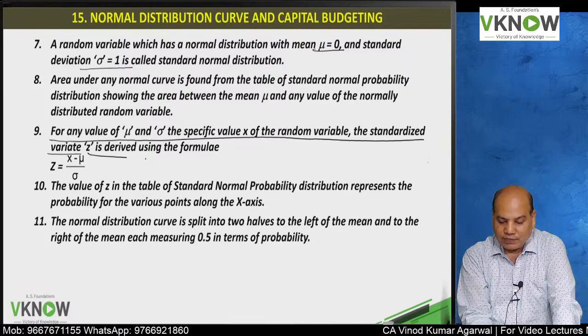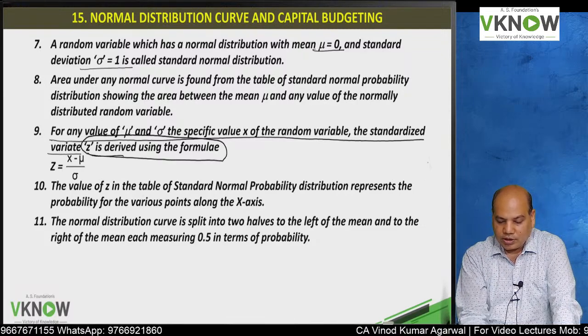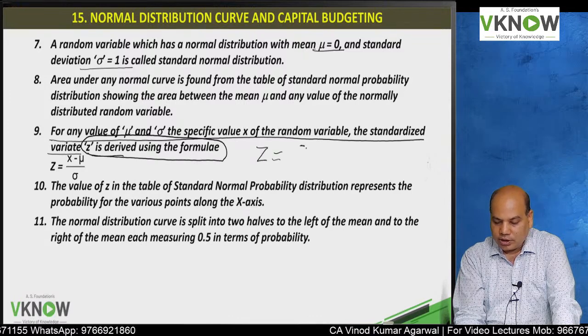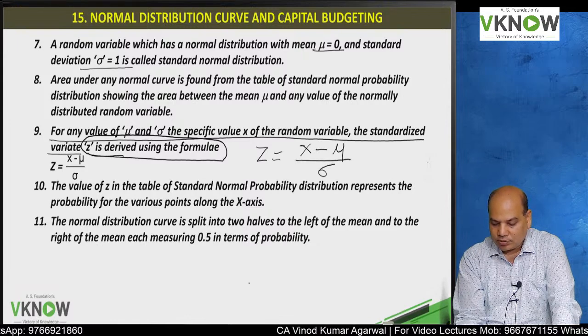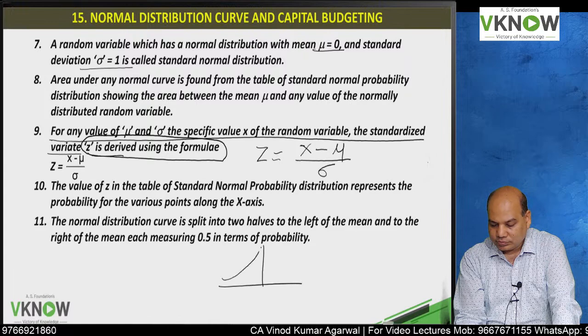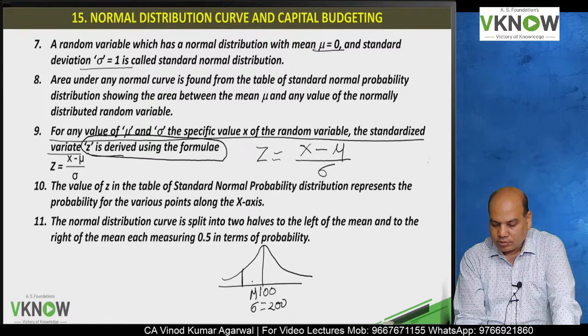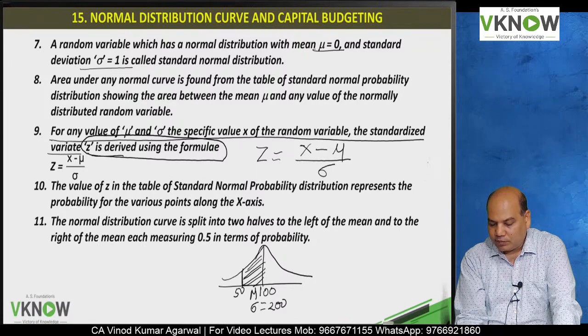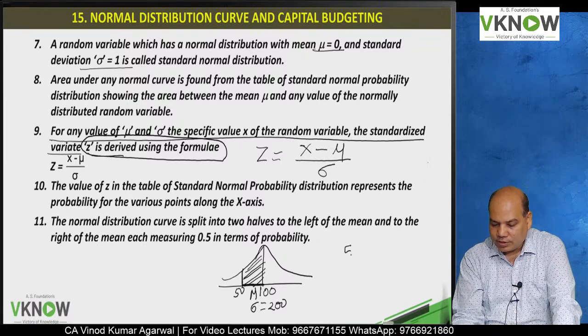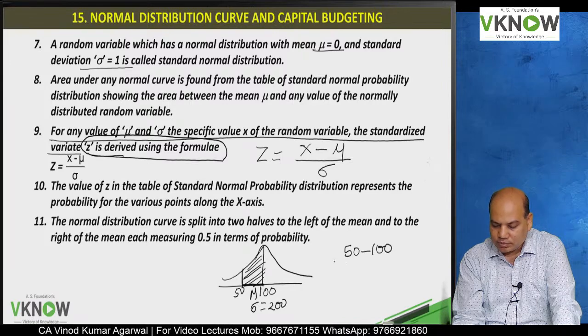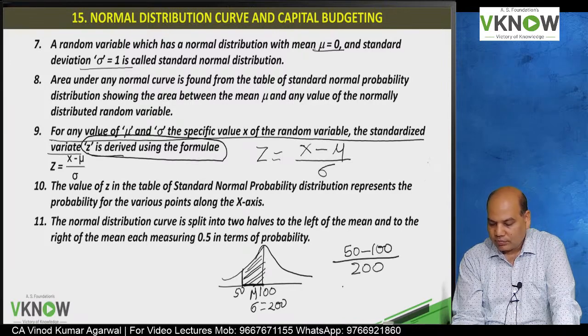I will compute the z value. Z is equal to the given number that you want minus mu, upon sigma. For example, suppose mu is 100, sigma is say 200, and I want the probability of a number between 50 and 100. So I will take 50 minus 100, divided by 200.